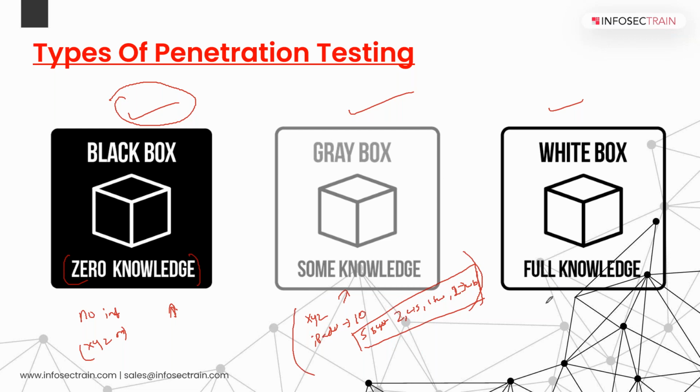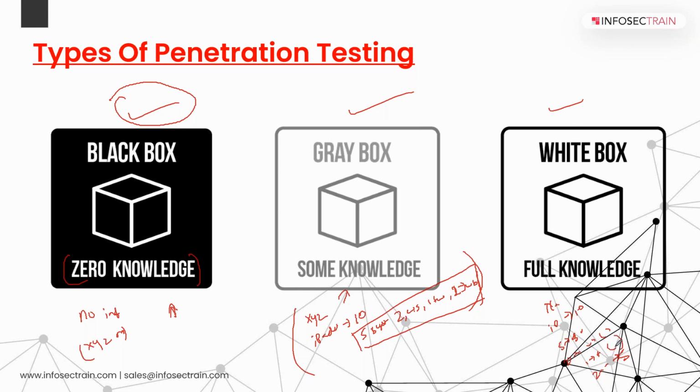And in white box, we have complete information about the target. Name, IP. Along with that, we have 10 IPs. 5 IPs belong to a particular file system, 2 IPs belong to a web server, 1 to the firewall, 2 to the website. Along with that, in that website, we have unique pages where the information is stored. We have 5 unique pages. Inside this web server, which particular domain does this web server belong to?